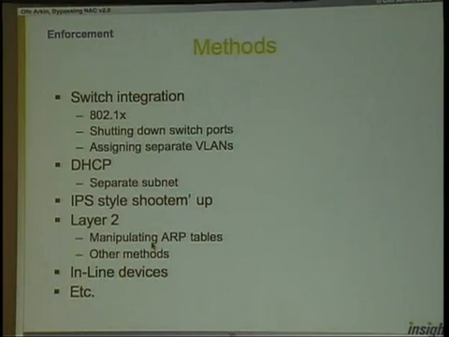Moving forward, there are a lot of methods for enforcement. Authentication methods like 802.1x, which can be combined with enforcement: shutting down switch ports, assigning separate VLANs, assigning subnets using DHCP, the IPS style of "I don't like what this element sent and I'm just killing it," and layer 2, which manipulates ARP tables and other stuff, inline devices, etc. There is a variety of methods here that we will go over in the examples.